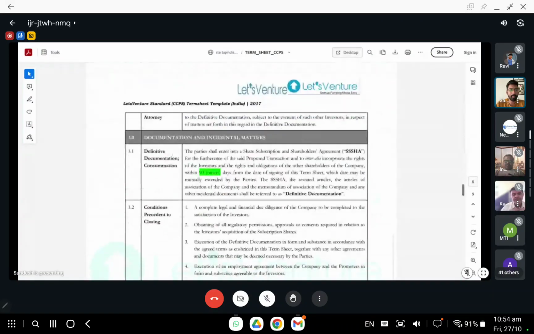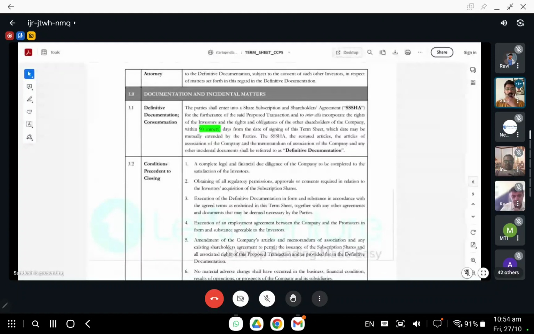The last set is documentation. So they'll say that after we sign this term sheet, you are supposed to enter into a document called a shareholders agreement or a share subscription agreement, which is usually about 30 to 80 pages long, depending on what each investor uses. And they will also set out broad conditions to fulfill before they get the money into the company.